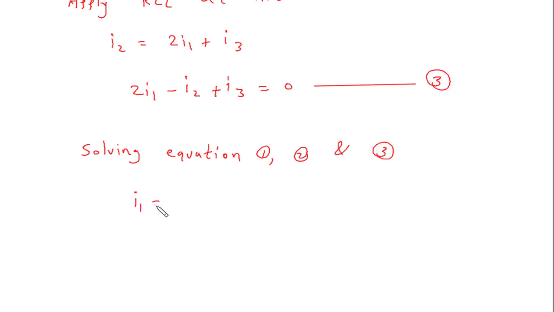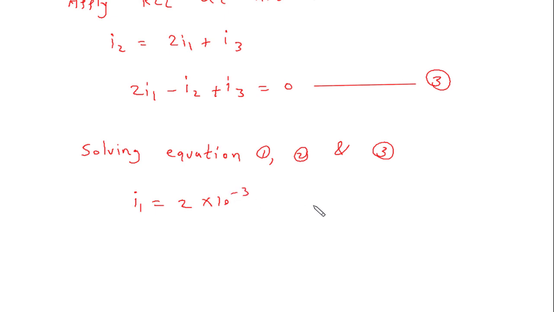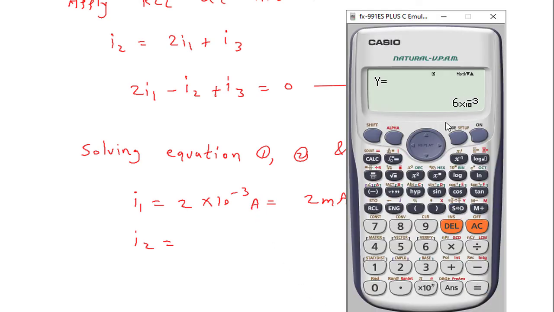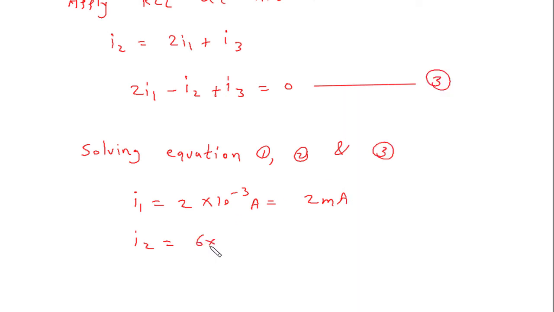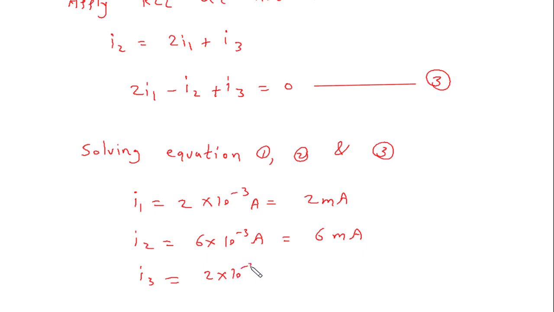So I1 is equal to 2 into 10 raised to minus 3 or directly 2 milliampere. I2 is equal to 6 into 10 raised to minus 3 ampere or directly 6 milliampere, and I3 is equal to 2 into 10 raised to minus 3 ampere or directly 2 milliampere.